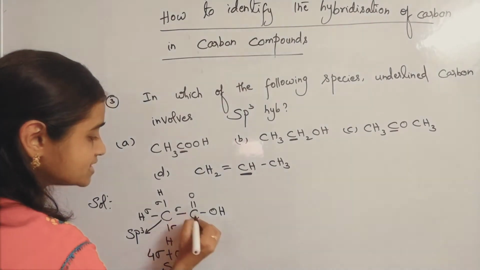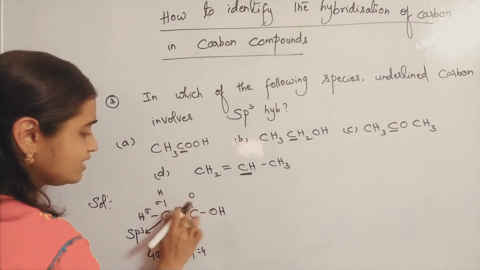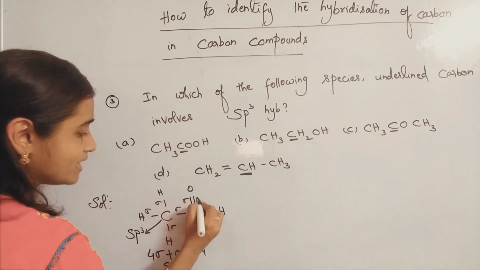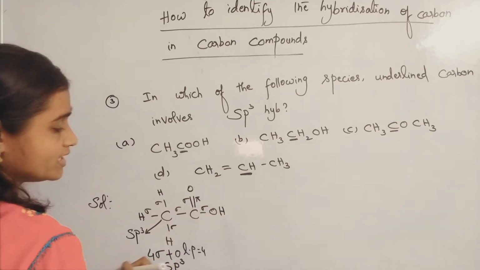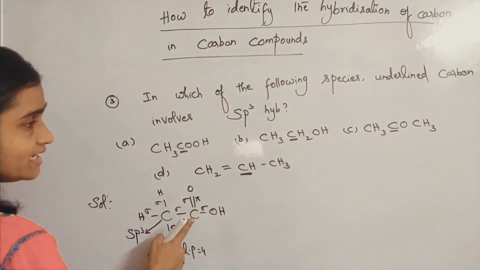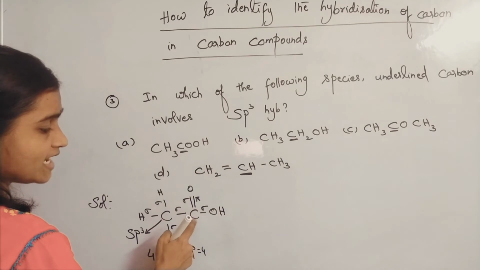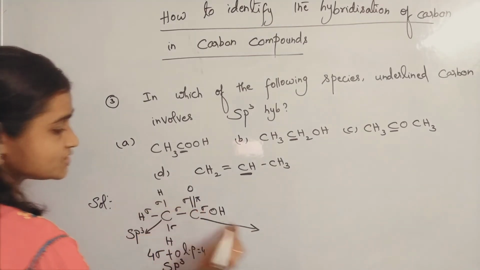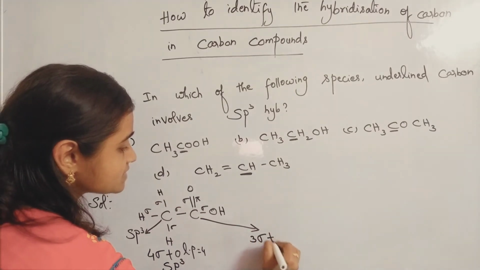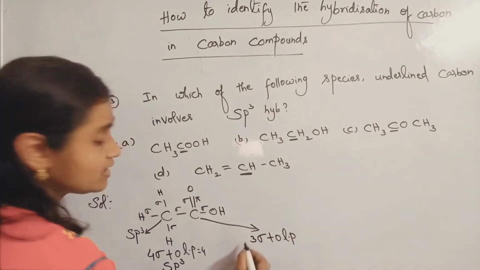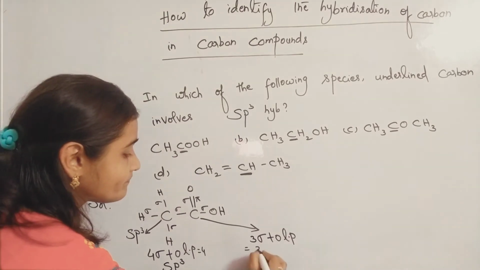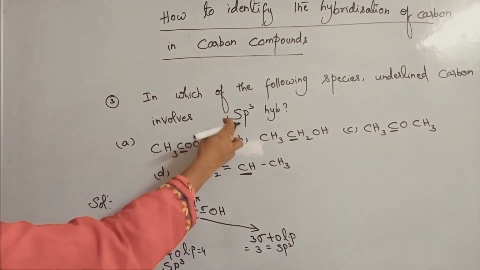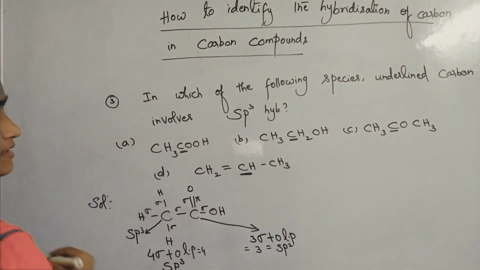Coming to the second carbon, there is a double bond between carbon and oxygen. So one will be sigma, another will be pi, and there is a single bond here. The underlined carbon is this second carbon. You are finding 3 sigma bonds plus 0 lone pairs, so total is 3 and it is undergoing sp2. But he is asking for sp3. So the first option is ruled out.